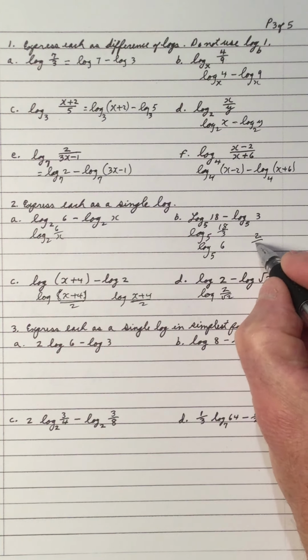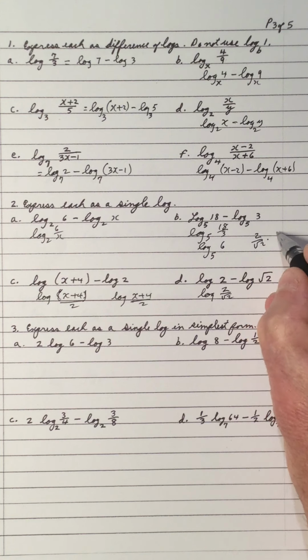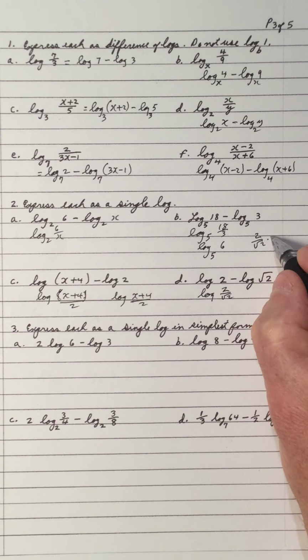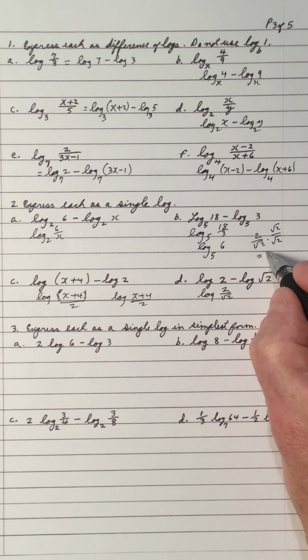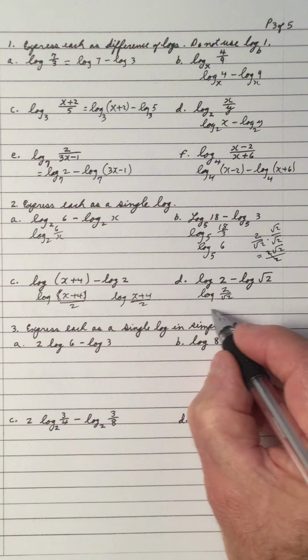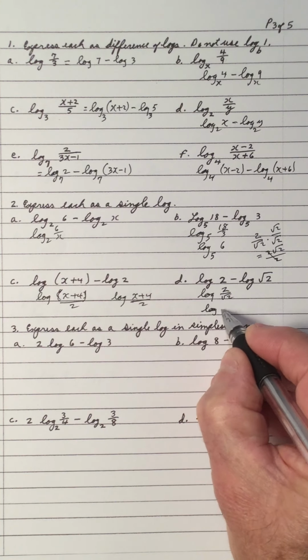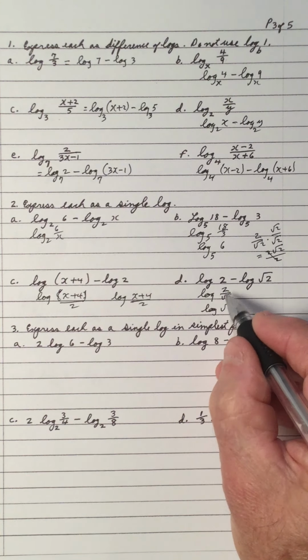So let's take 2 and root 2 and simplify it, because we're not supposed to have a radical in the bottom. So we multiply the top and the bottom by root 2. So that gives us 2 root 2. Root 2 times root 2 is root 4, which is 2. The 2's cancel. So this is the log of root 2 when we simplify the radical.